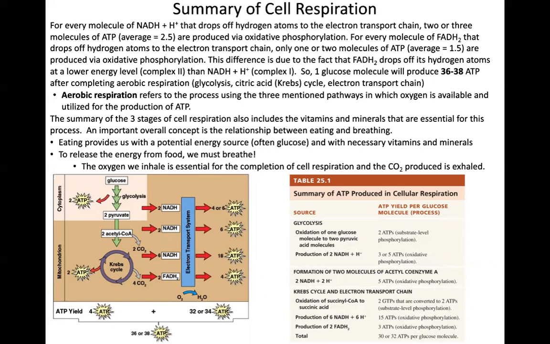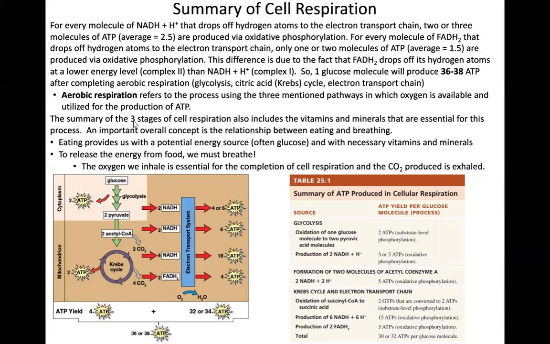Now, this is only possible if oxygen is available. That's why we call this aerobic respiration. The oxygen isn't really going to play a role until the very end, but we can't go through the electron transport chain without oxygen, and we can't get any energy from anything before that without oxygen. So oxygen is super, super important for making a lot of energy, as it says here.